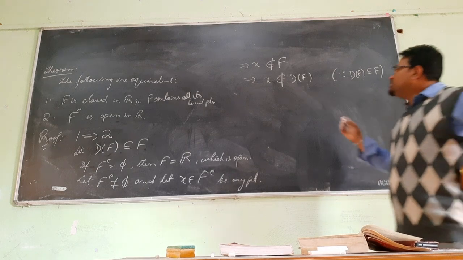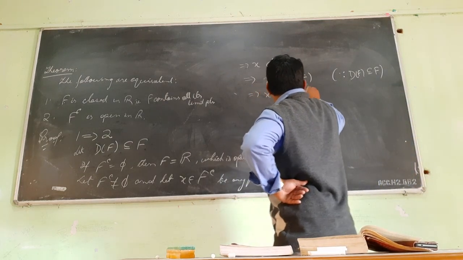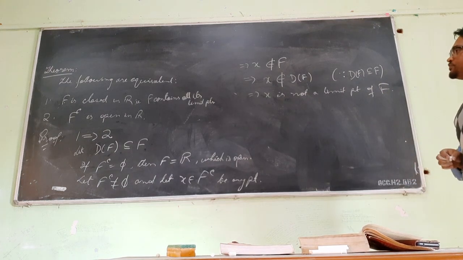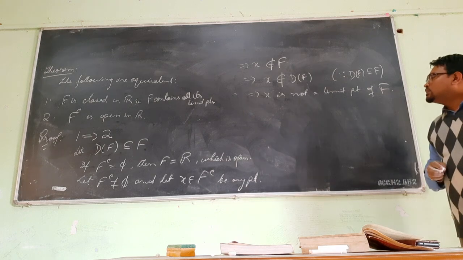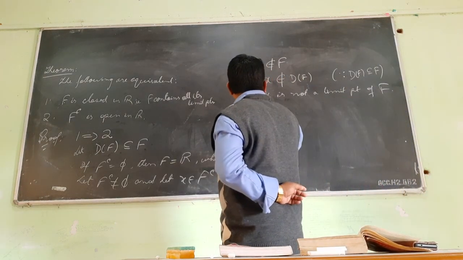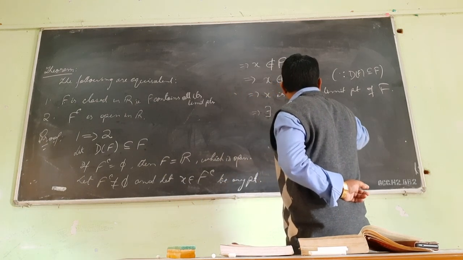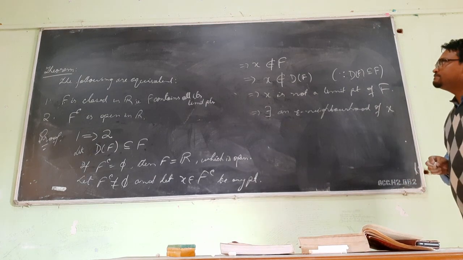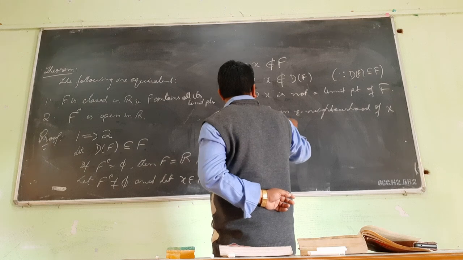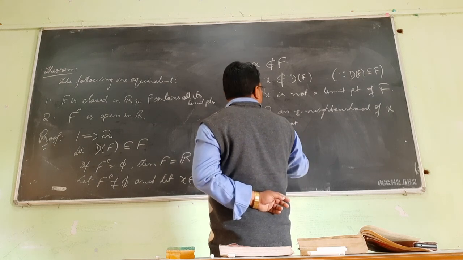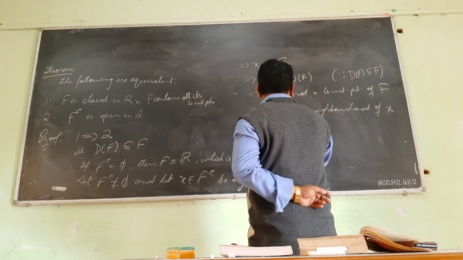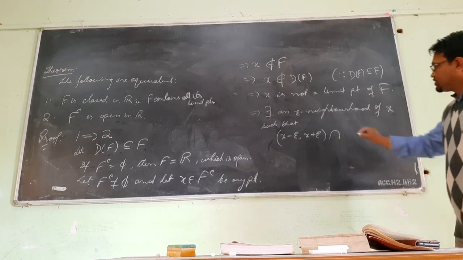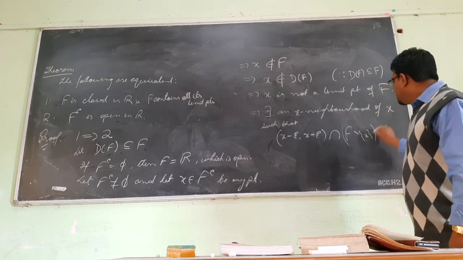So that means what? X is not a limit point of F. So not a limit point means there exists an epsilon neighborhood of X such that this X minus epsilon to X plus epsilon intersection with this, this epsilon neighborhood doesn't contain any point of F. So their intersection with F minus singleton X is phi.